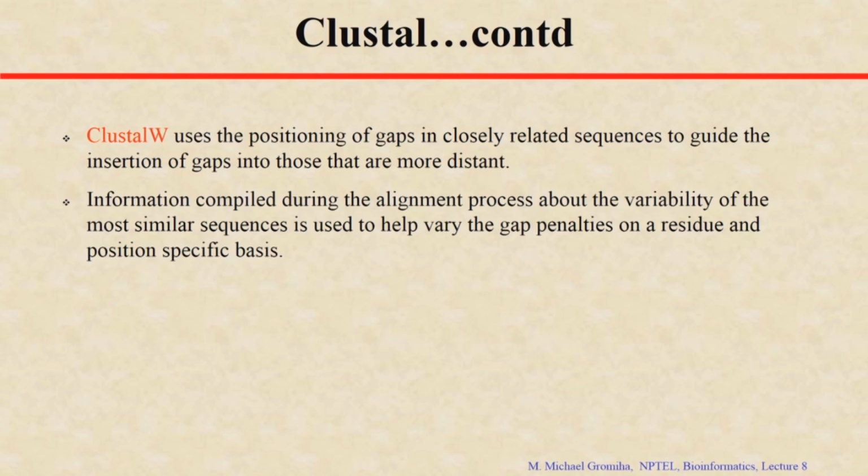So, let us run Clustal W, a program which also uses the positioning of the gaps in the closely related sequences compared with the more distant ones. The information we obtain in the alignment process about the variability of the similar sequences will help to introduce gap penalties, because if you have similar sequences, you have lower gap penalties compared with those which are distant from this query sequence.